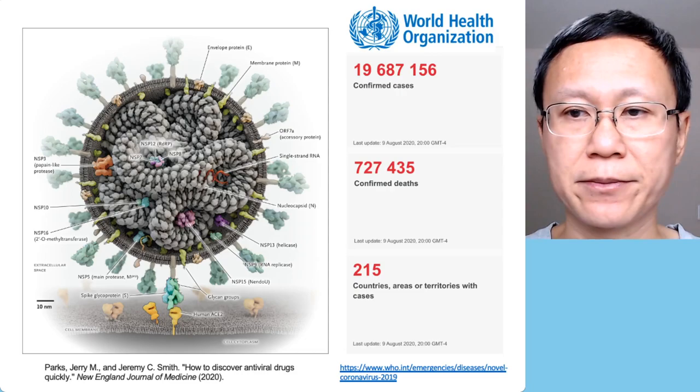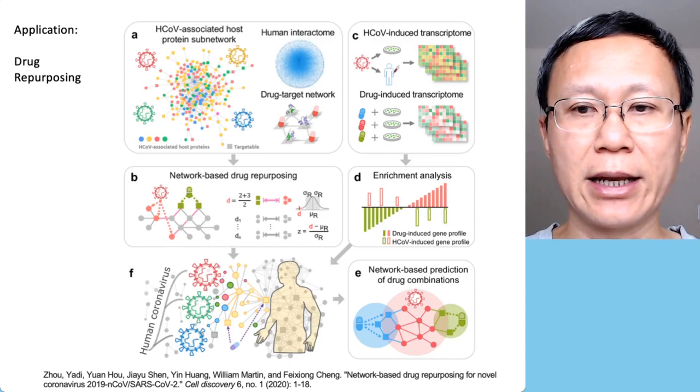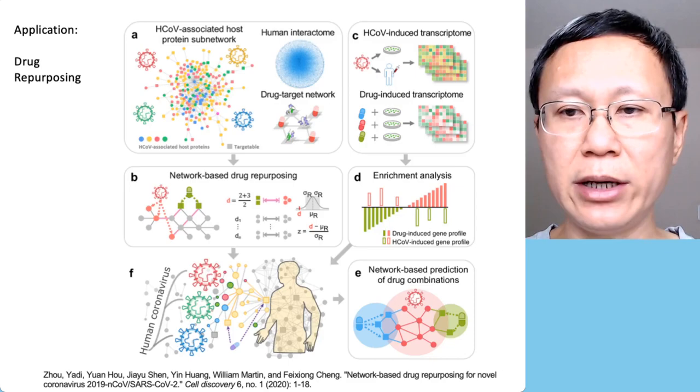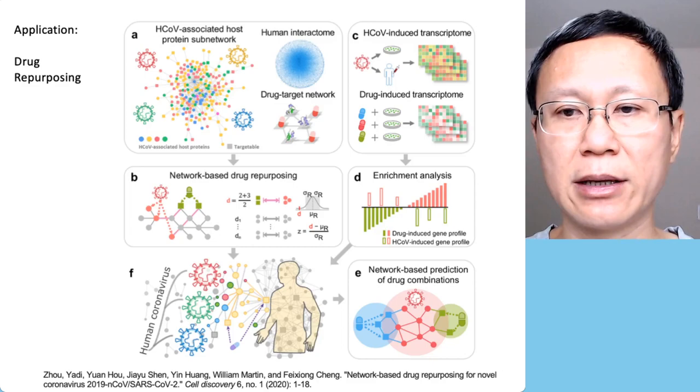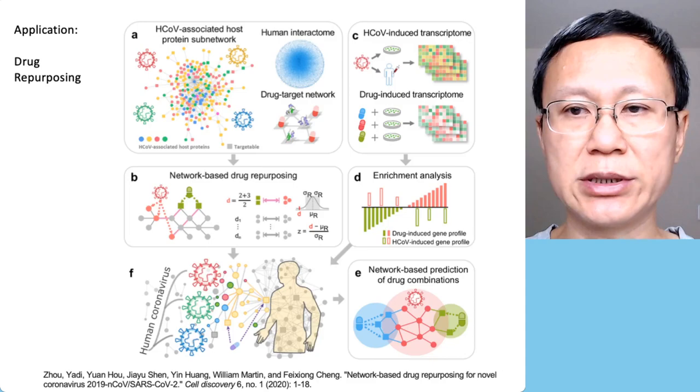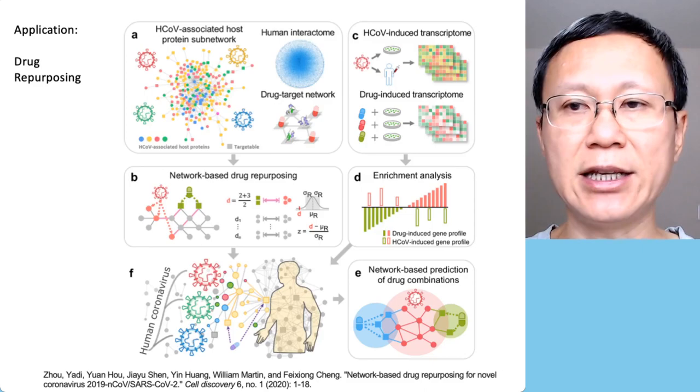And also, graph data can help us with drug repurposing. In a recent study in Cell Discovery, they used network-based data to help the drug repurposing for the novel coronavirus 19. So you can see graph and network data can help us to integrate information from different sources and then go through a complicated, sophisticated process of drug development.